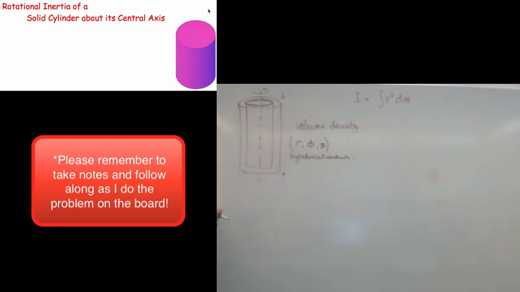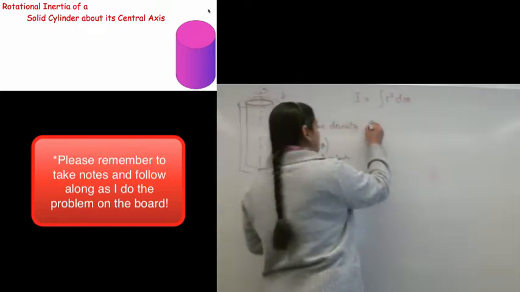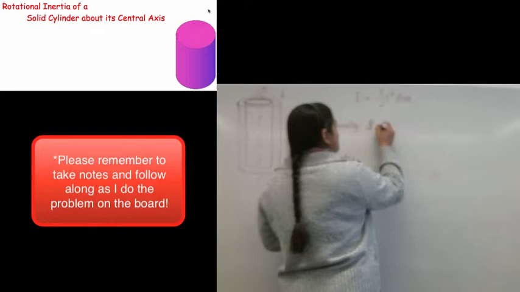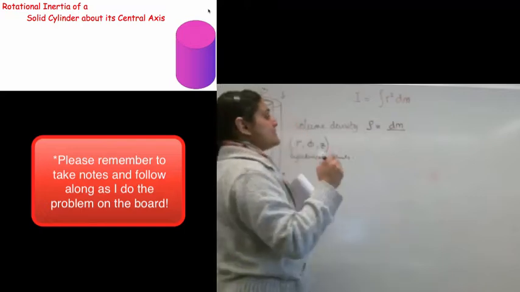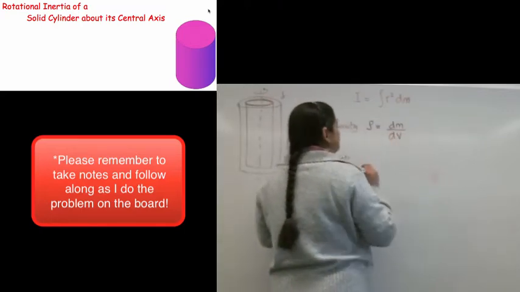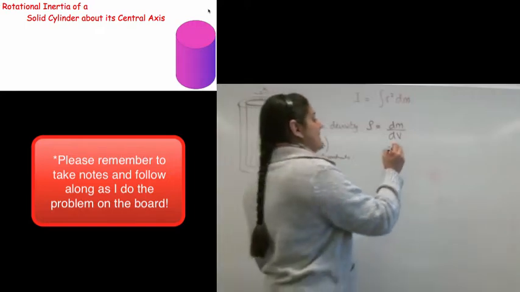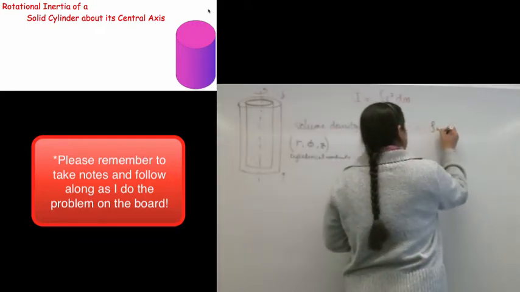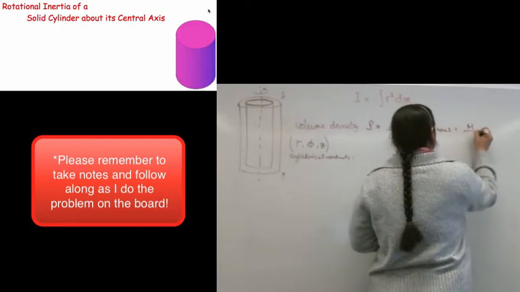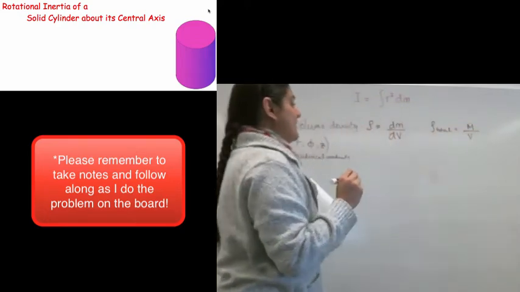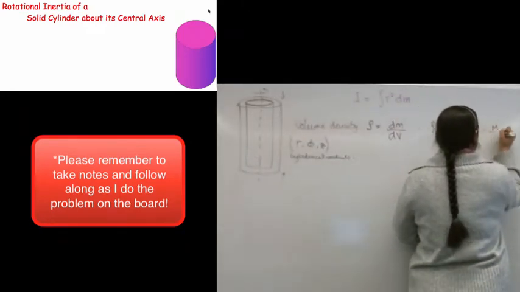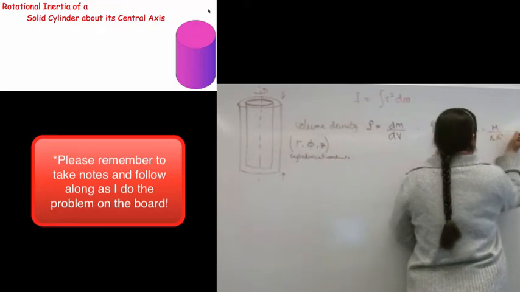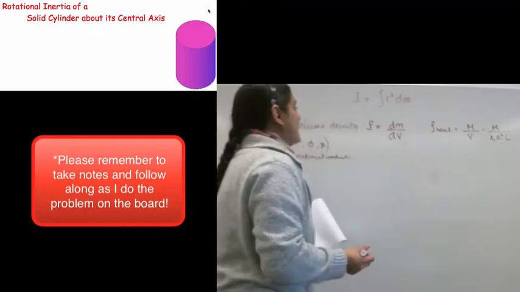Okay? So let's talk about volume density. In this case, the volume density is going to be called rho, because that's just how they define it. And instead of dm over dA or dm over dl, it is now going to be dm over dV. And the total, rho total, will be equal to m over V. What's the volume of a cylinder in general? Well, it is pi r squared L, where L is the length of the cylinder.